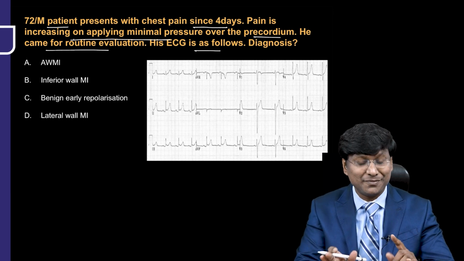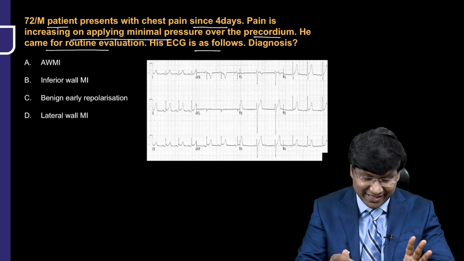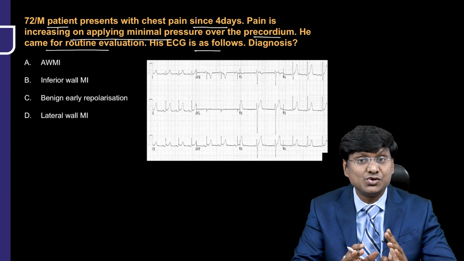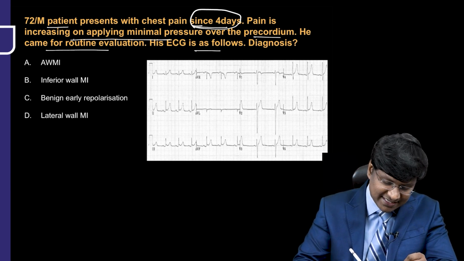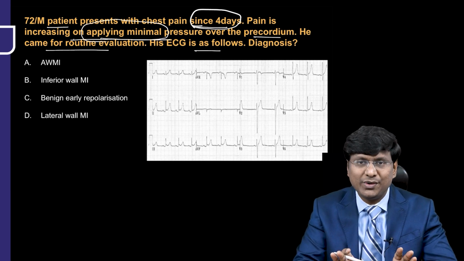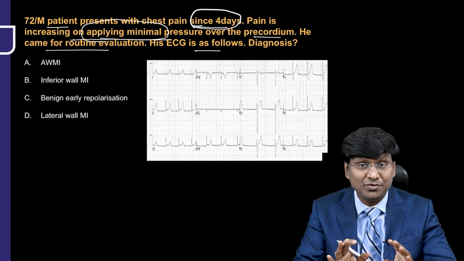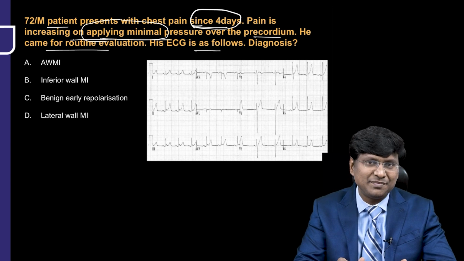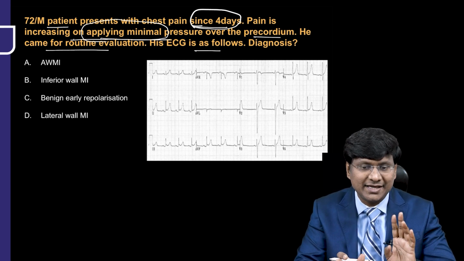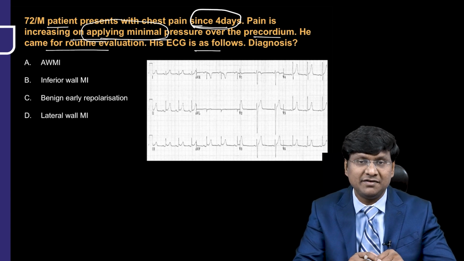What is the diagnosis? The options are anterior wall MI, inferior wall MI, benign early repolarization, and lateral wall MI. So the chest pain has been there for almost 4 days, and the pain increases on application of minimal pressure over the precordium. If it were secondary to MI, the patient usually would not survive up to 4 days. That is the first point to rule out MI. The second important point is that the pain of MI does not increase on applying pressure over the precordium. That is another point against myocardial infarction.